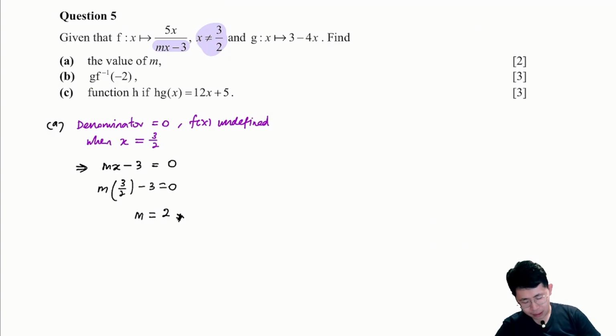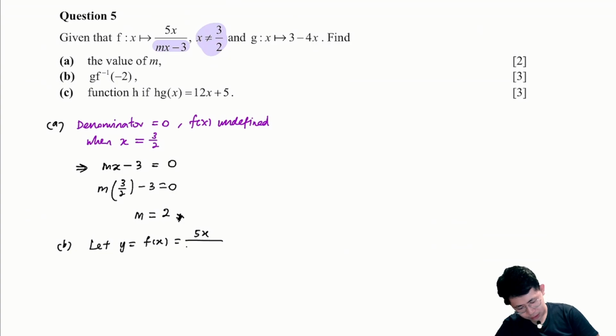Moving on to part B. Now we have g f inverse of negative 2. What I'll do first is find the explicit expression for f inverse. First I will let y be equal to f of x, which is equal to 5x over, now becoming 2x really, 2x minus 3. Making x the subject, I got 2xy minus 3y equals 5x. Then x times (2y minus 5) is equal to 3y, so x will be equal to 3y divided by 2y minus 5.